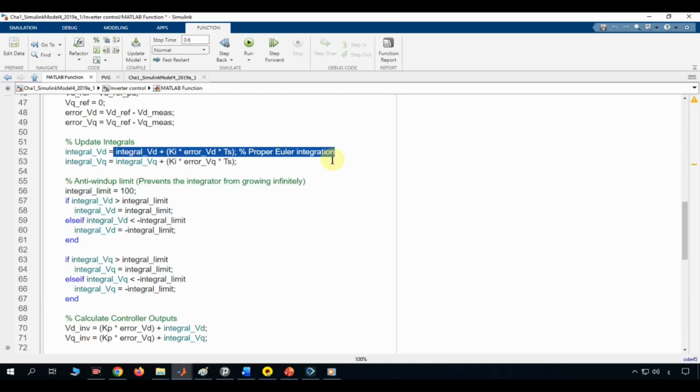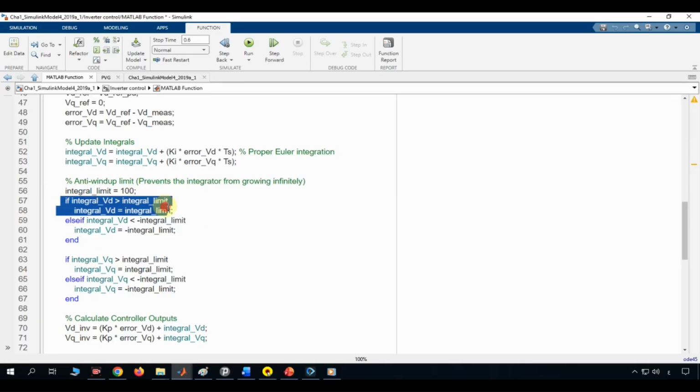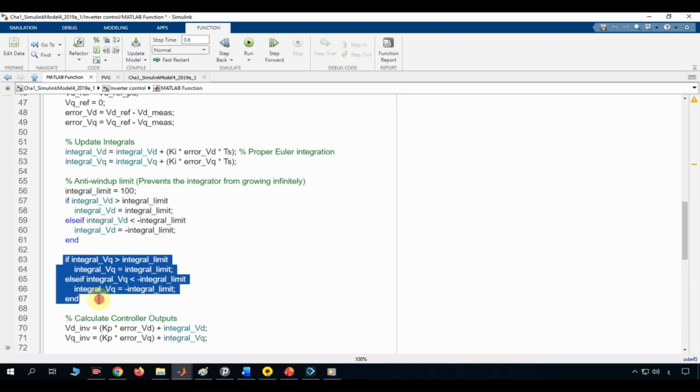Right after that, there's a safety clamp. If the integral term grows past 100 in either direction, it gets forced back to exactly 100 or negative 100. This is called anti-wind-up protection. Without it, if the error stayed non-zero for too long, the integral could grow without any limit, and the controller would badly overshoot once conditions finally changed. Clamping it keeps the whole loop stable and well-behaved.